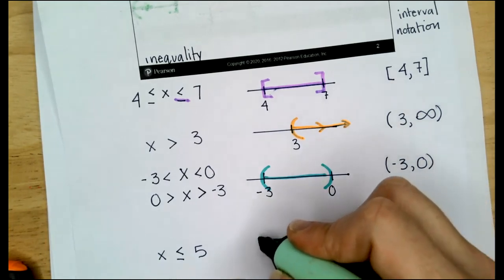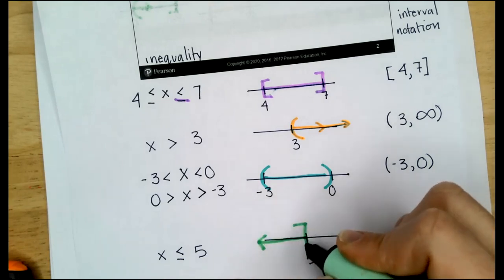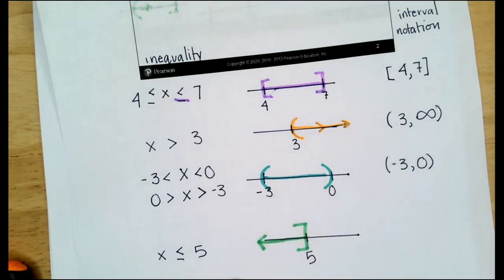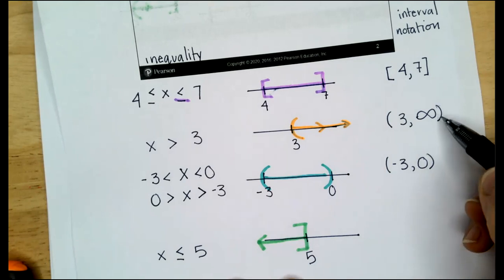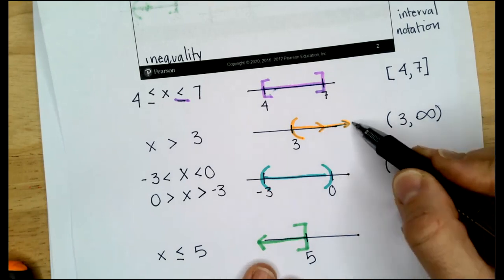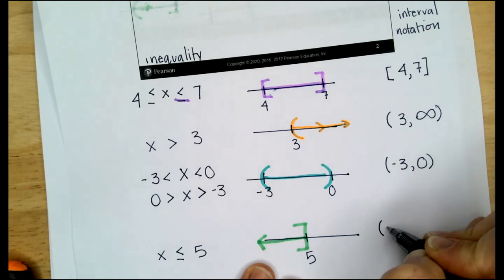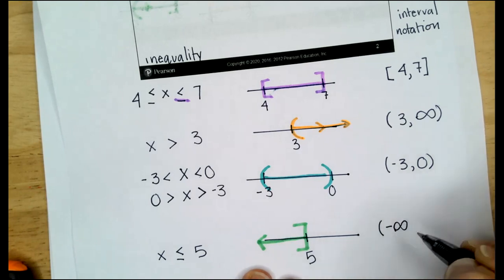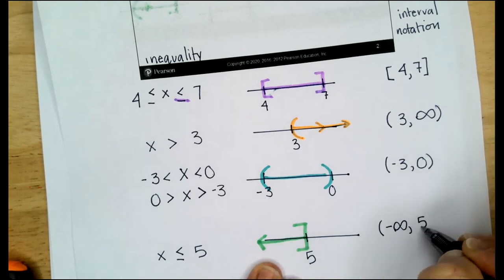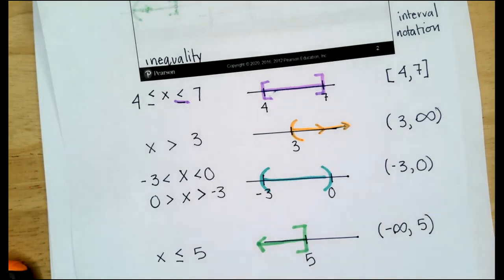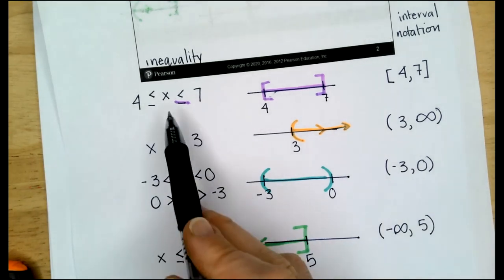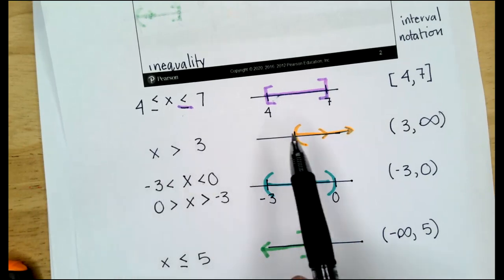Less than is an arrow going in that direction. Equal to is a bracket. Done. Just like this ended with infinity because there was an arrow going forever in that direction, this one starts with infinity, but if it's starting over here, it's a negative infinity. So we start with negative infinity and we go until 5. Okay? Inequality, graph, interval notation.